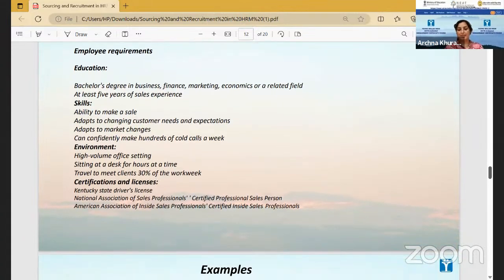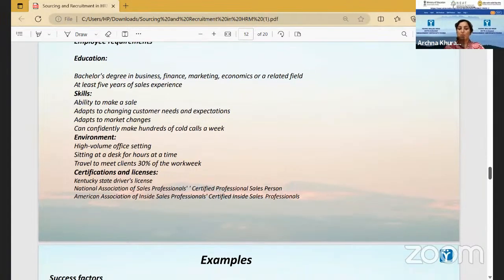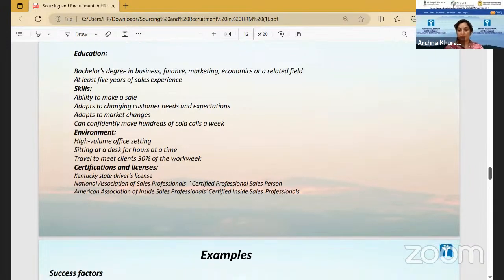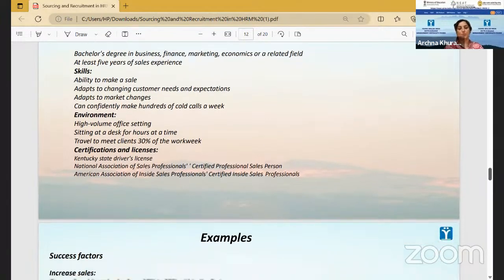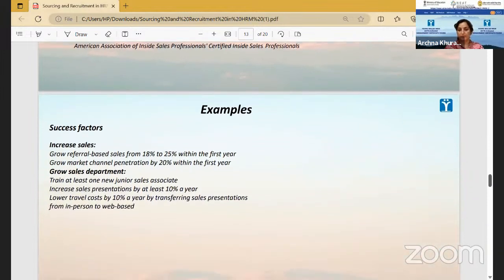Similarly, certifications and licenses other than your educational qualification. So a license, obviously, because you are traveling to various places, and then your certification for National Salesperson, American Association, like you guys are getting a certification for YSI. So all these things can be written there.